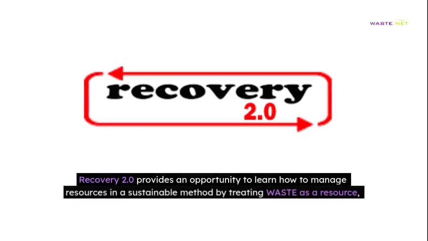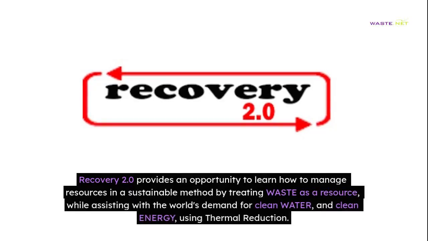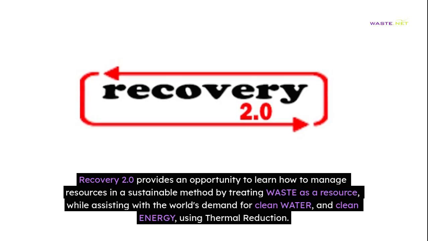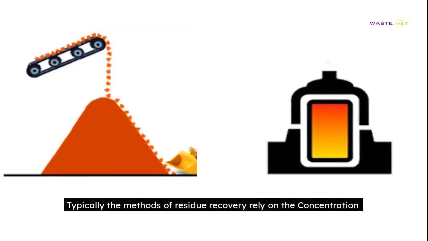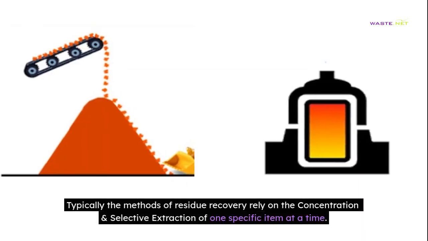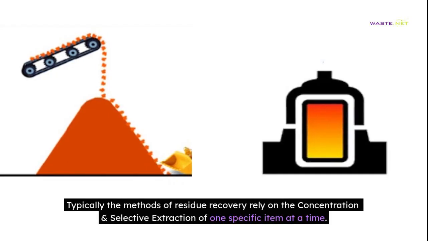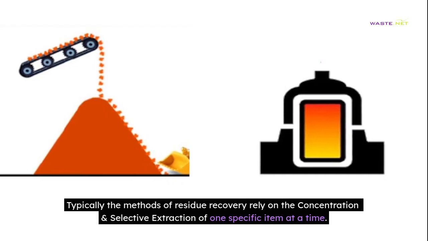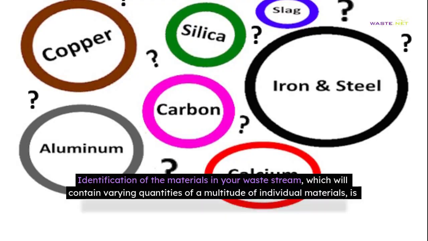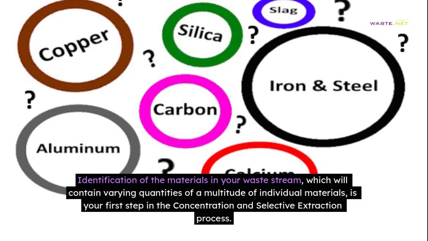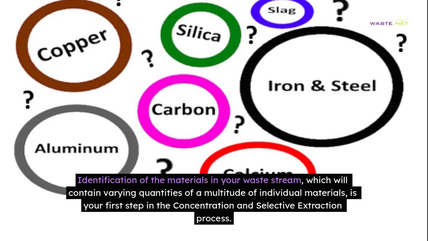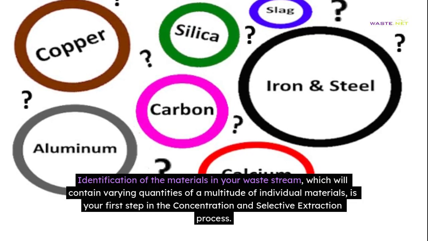Recovery 2.0 provides an opportunity to learn how to manage resources in a sustainable method by treating waste as a resource, while assisting with the world's demand for clean water and clean energy, using thermal reduction. Typically, the methods of residue recovery rely on the concentration and selective extraction of one specific item at a time. Identification of the materials in your waste stream, which will contain varying quantities of a multitude of individual materials, is your first step in the concentration and selective extraction process.